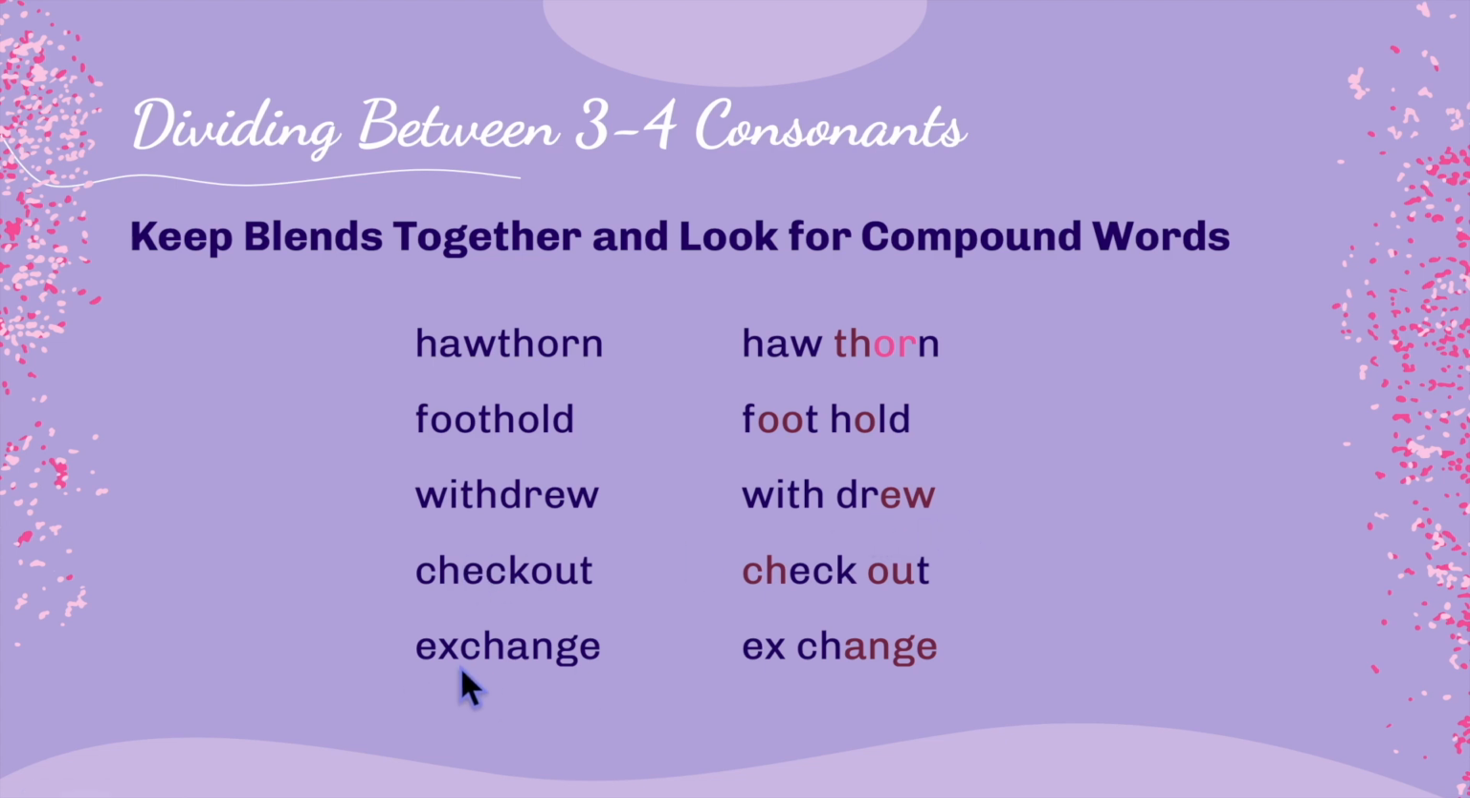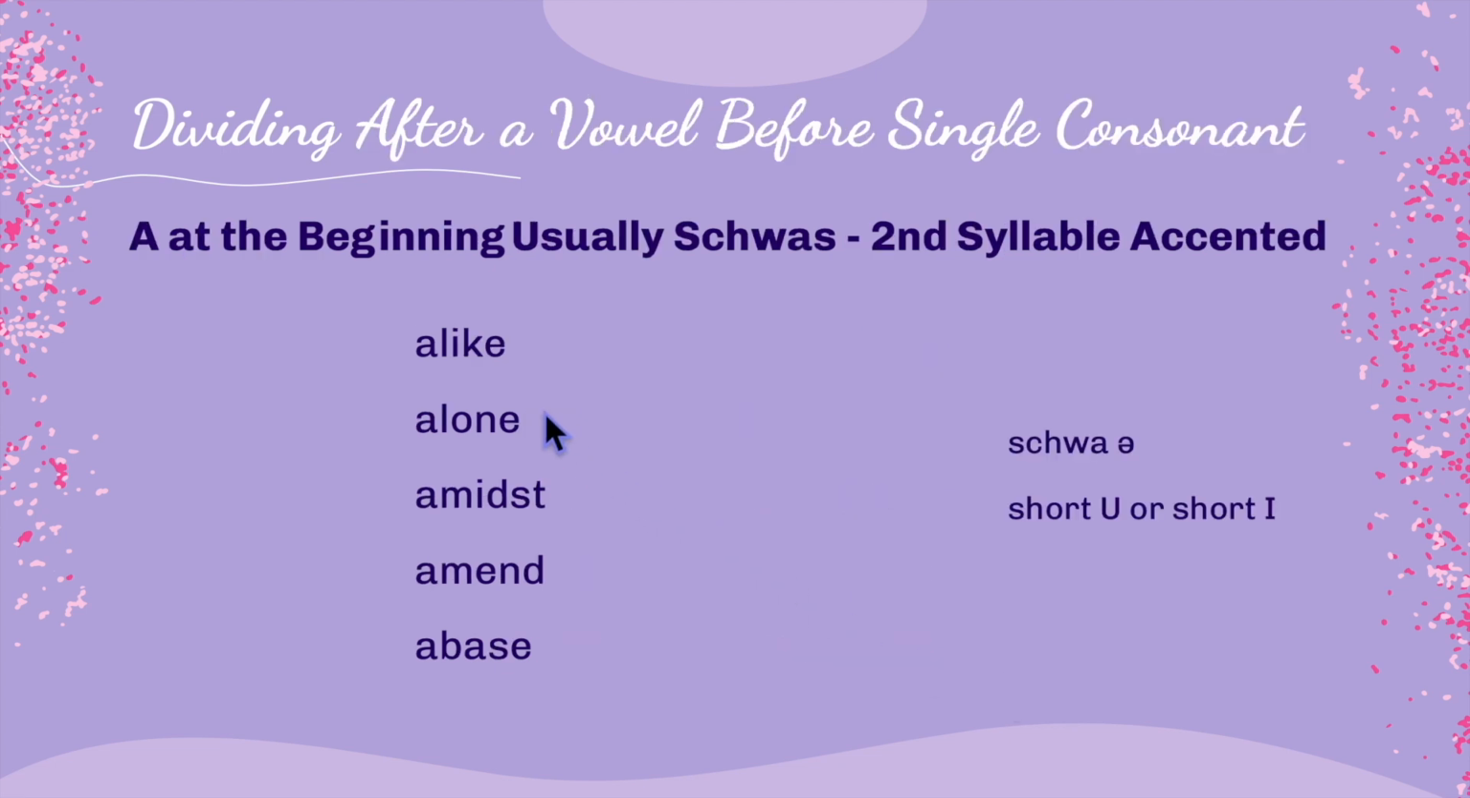Let's look right here. I see X, C, and H. Well, C and H stay together because they make one sound, so we will split right here. We also notice that X is a prefix. And remember that A-N-G-E together say ainge. So we have exchange.